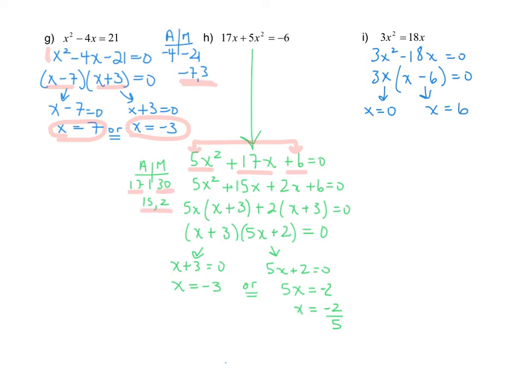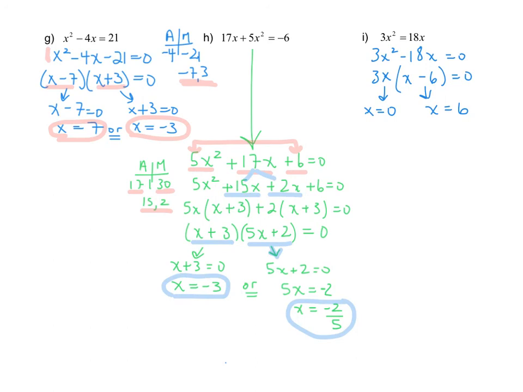So this one, because it's not a simple trinomial, I went to that decomposition method and I broke that 17 down into the pieces of plus 15x and plus 2x. And then I grouped for a common factor, and I got x plus 3 multiplying 5x plus 2, which then gives us two solutions, either x equals negative 3, or when I solve the second little mini equation here, I got x equals negative 2/5. So those should be my solutions for part H.